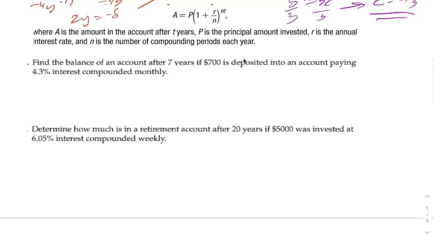Next one. This one I need my calculator on. A is the amount in the account after T years, P is the principal invested, R is the annual interest rate, and N is the number of times compounded per year. Find the balance of an account after 7 years if $700 is deposited into an account paying 4.3% interest.